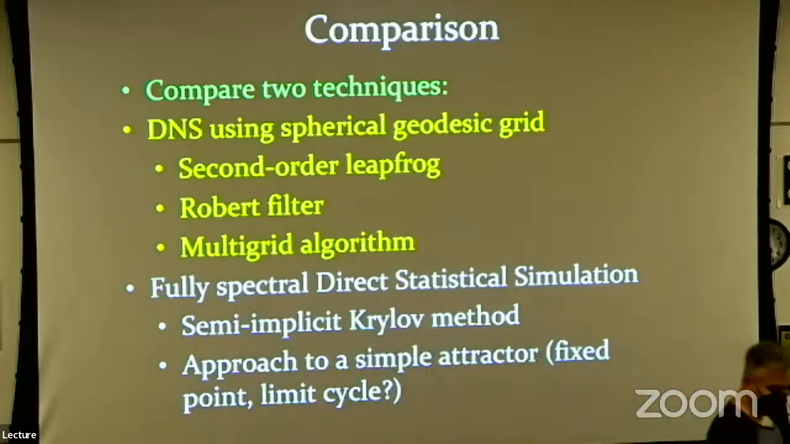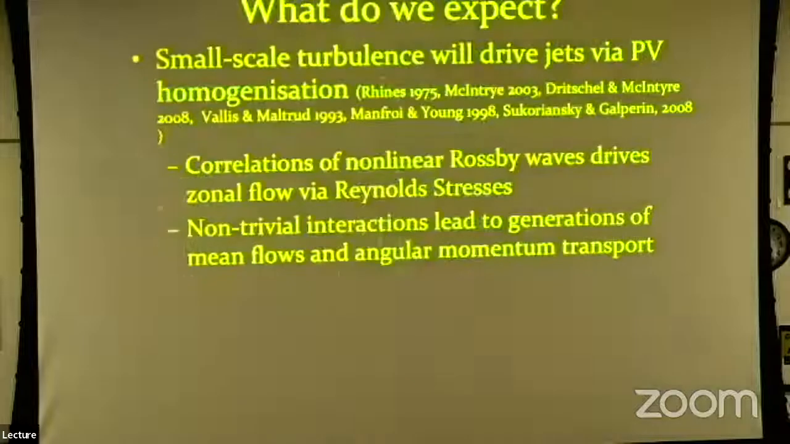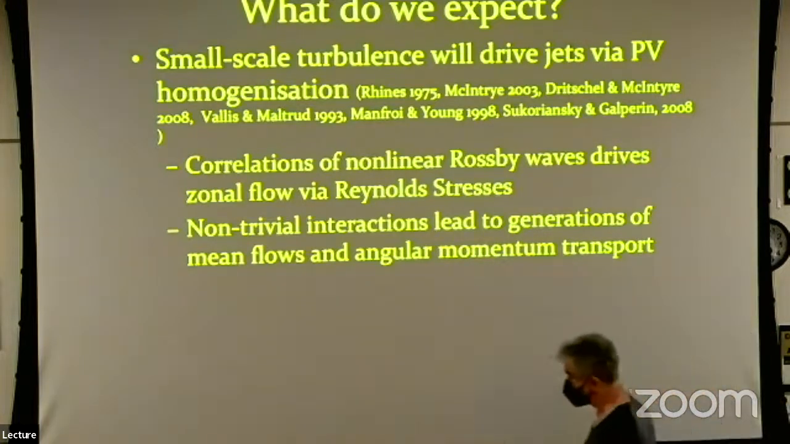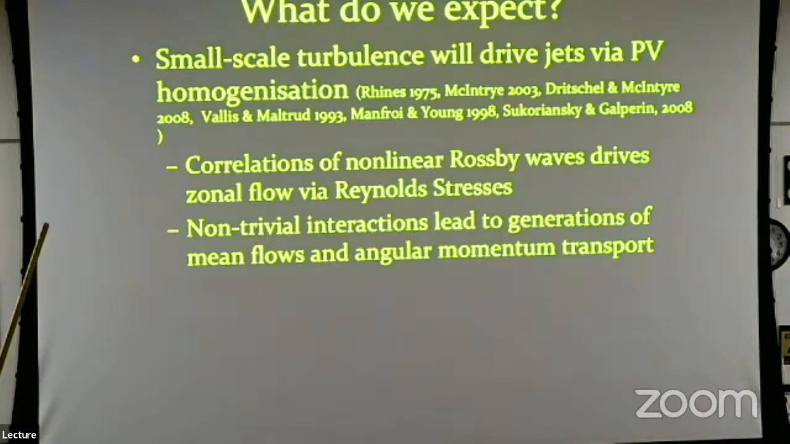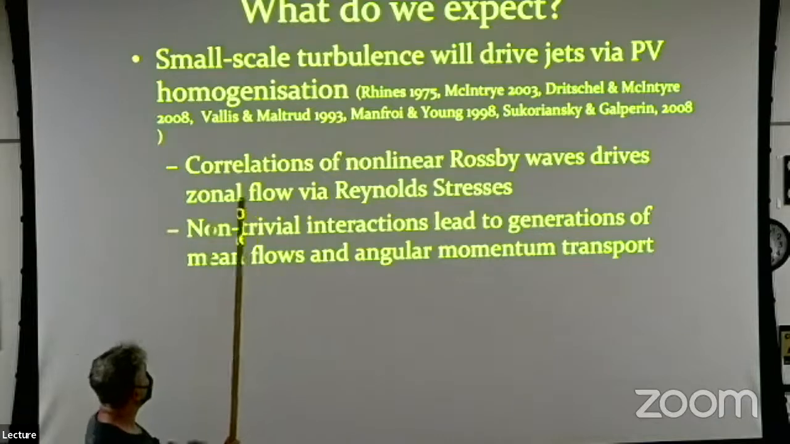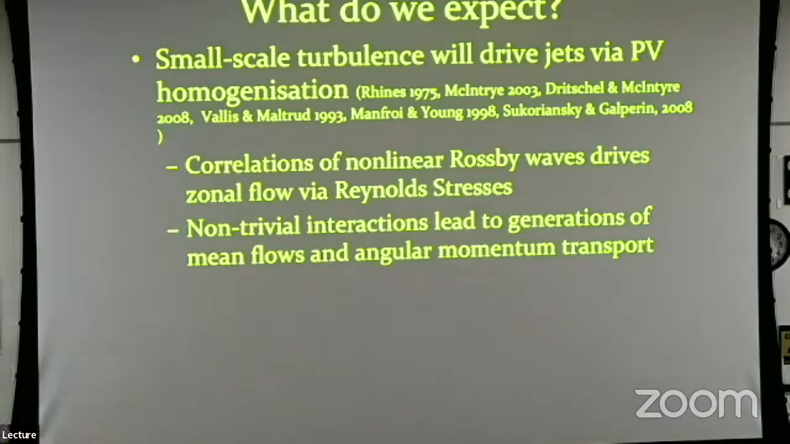Okay, so before I show you how well these things compare, I want to tell you what we might expect from this. I know you're not really geophysical fluid dynamicists necessarily. What do we expect? Well, we expect the small scale turbulence will drive jets via what's called PV, potential vorticity homogenization. And I'm not going to go into the theory for that, but I've already shown you a movie of this happening, but I'll show you the movie again.